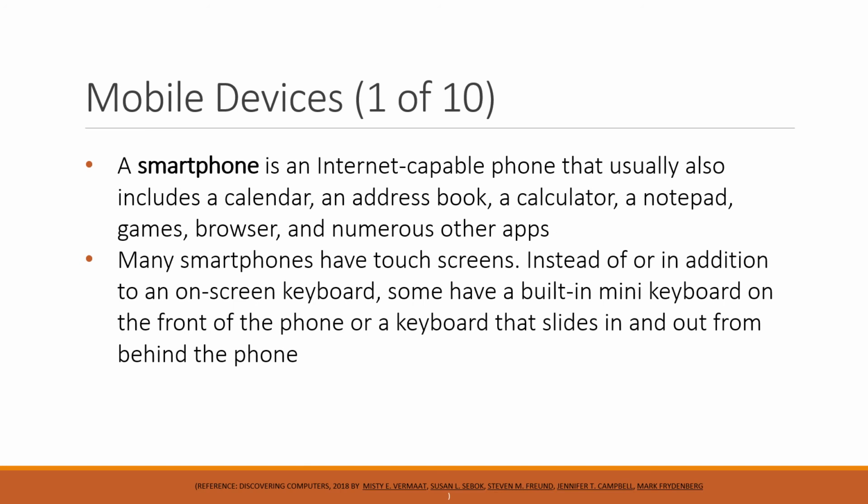A smartphone is an internet-capable phone that usually has a calendar or address book, a calculator or a notepad, games, browsers, and numerous other apps. Many smartphones have touch screens, and instead of or in addition to an on-screen keyboard, some have a built-in mini keyboard on the front of the phone or a keyboard that slides in and out from behind the phone.